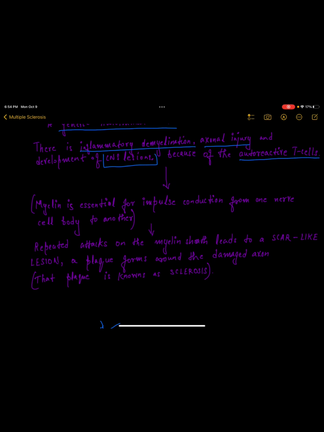What is happening due to this inflammatory demyelination is that repeated attacks on the myelin sheath lead to a scar-like lesion, and this scar-like lesion is also known as a plaque or sclerosis. Due to the development of this sclerosis, there is degeneration of that particular neuron, and due to the degeneration of that neuron, all the CNS symptoms are developing. So this is the pathophysiology of multiple sclerosis.